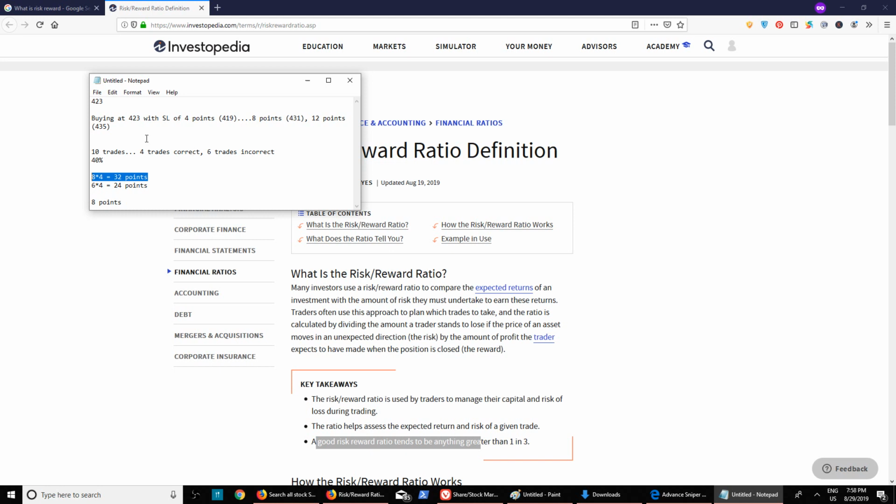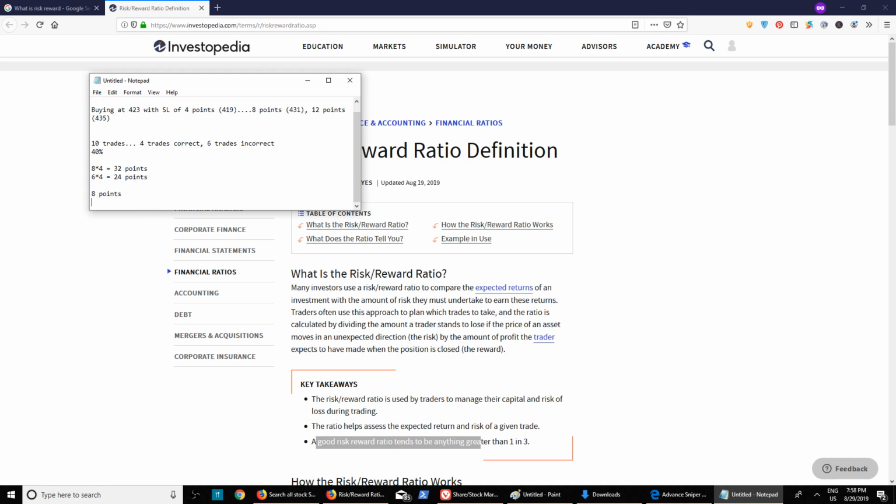Your accuracy doesn't have to be so effective here, but even 40% accuracy would give you profitable trades in a day. So if you make 10 trades in a day and 4 trades are correct and 6 trades are incorrect, you will still be in profit as per this example here.